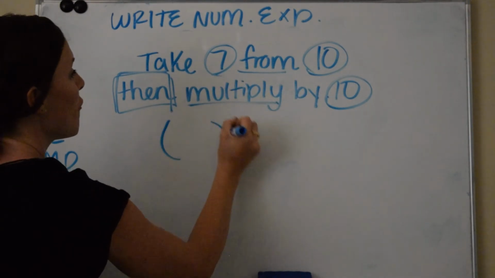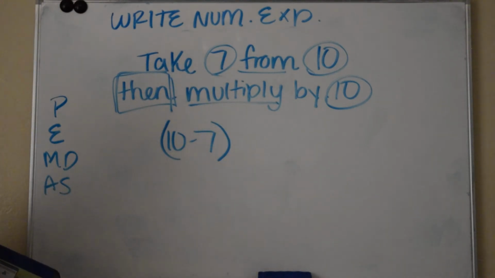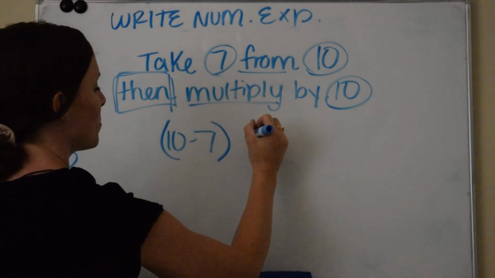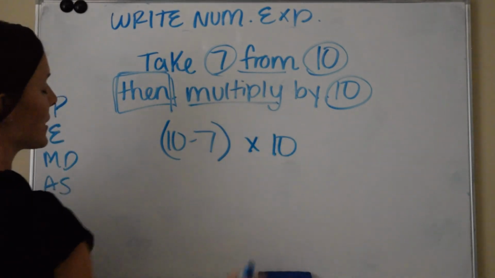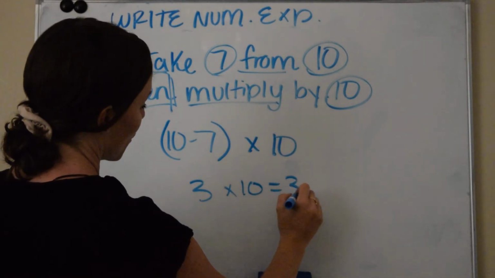So 7 from 10, that would be 10 minus 7. Make sure you put that in the right order, because I can't do 7 minus 10. Then multiply by 10, so multiply by 10 goes on the outside. 10 minus 7 is 3, and 3 times 10 is 30.